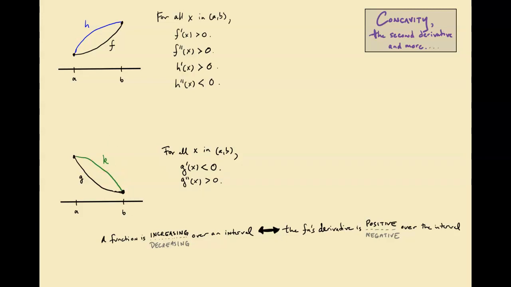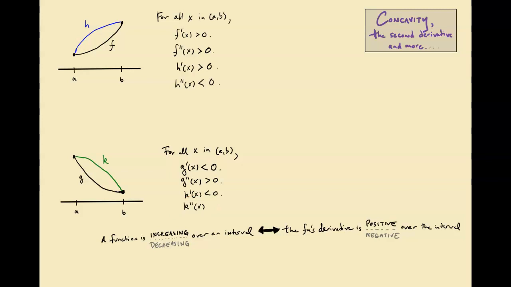of this function k. Now k is decreasing over this interval, which tells us immediately that k prime of x is going to be negative for all x in the interval. But of course my question here is, what about k double prime of x? What about the second derivative of k? Well, one last time, let's see if we can think our way through.